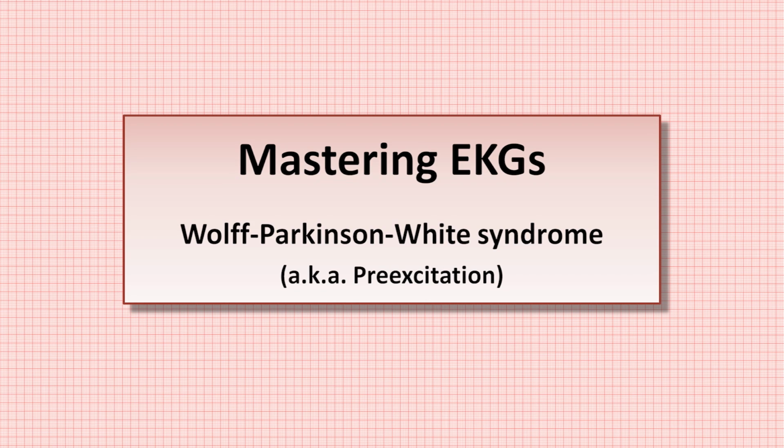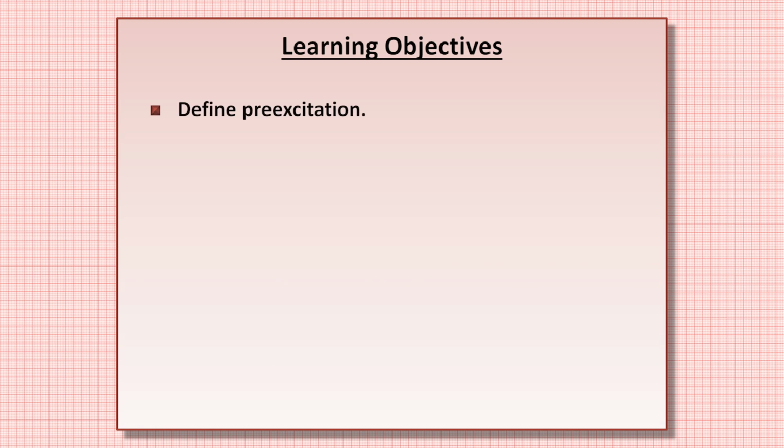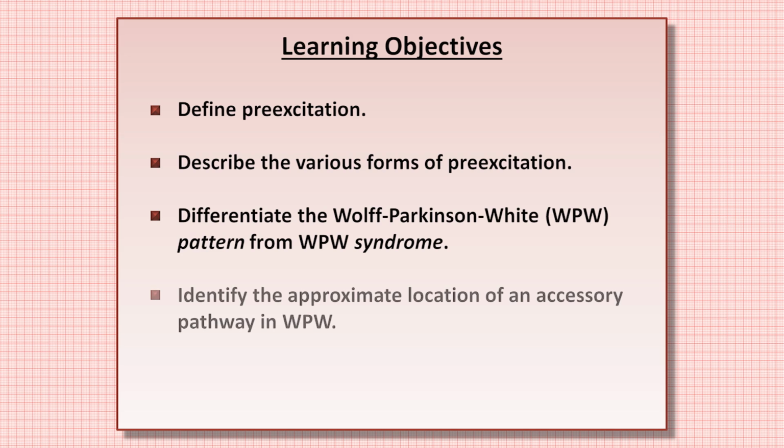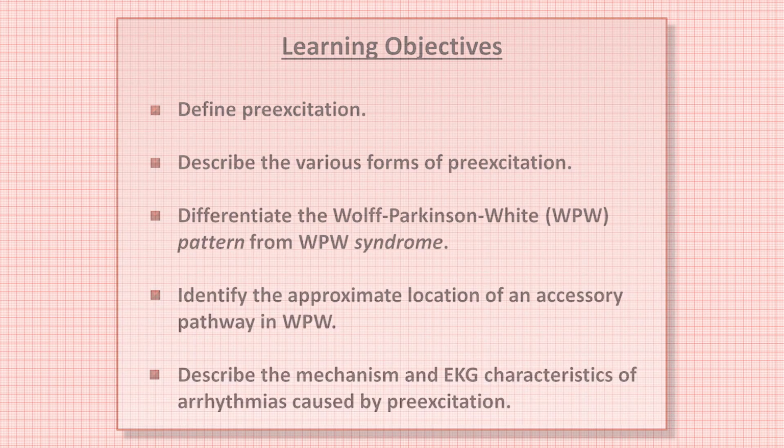Today's topic in EKGs is the Wolff-Parkinson-White syndrome, also known among cardiologists as preexcitation. Learning objectives: to be able to define preexcitation and to describe its various forms, to differentiate the Wolff-Parkinson-White or WPW pattern from WPW syndrome, to identify the approximate location of an accessory pathway in WPW, and to describe the mechanism and EKG characteristics of arrhythmias caused by preexcitation.